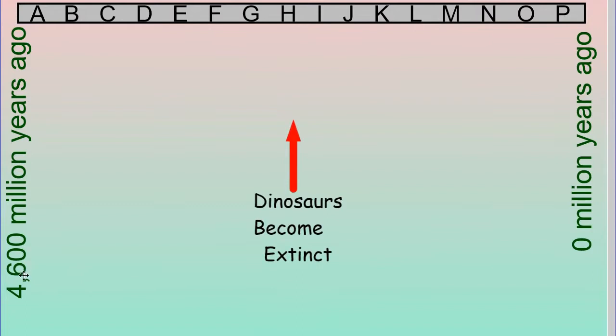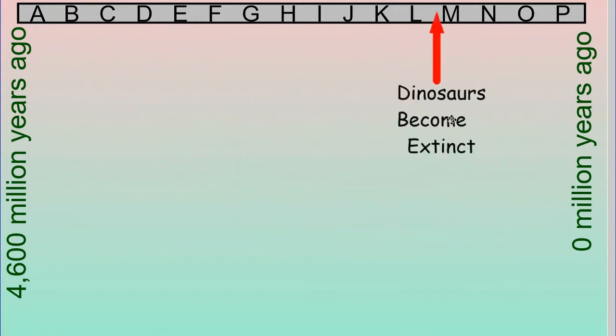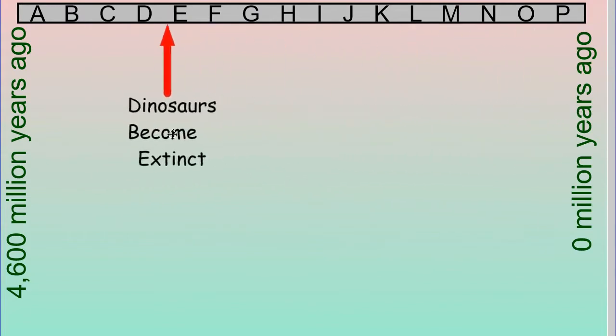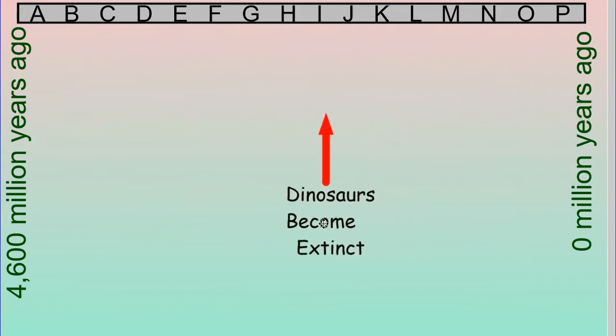If the Earth started 4,600 million years ago, there's the beginning of the Earth. And here is today, 0 million years ago. Where do you think we should put this arrow for when the dinosaurs became extinct? Which letter would this arrow be closest to represent the time when the dinosaurs became extinct?